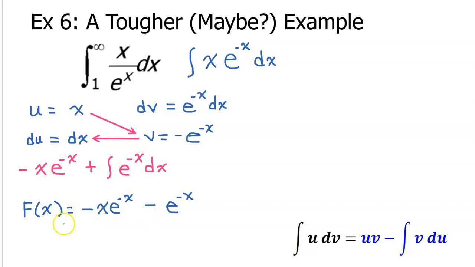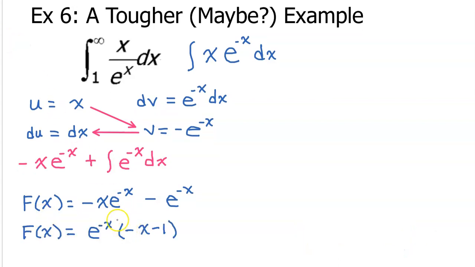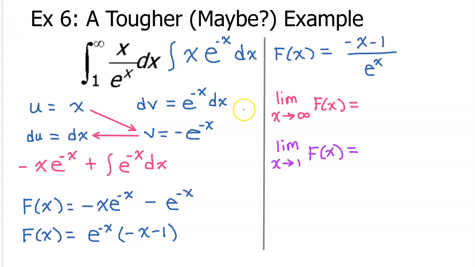So this is the antiderivative of the integrand, which we will call capital F of x. Factoring out the common factor of e to the negative x, we have this. I think it will be easier to work with if we drop this e to the negative x down to the denominator and make it e to the positive x. Next, we need to find the limit as x approaches infinity and the limit as x approaches 1.